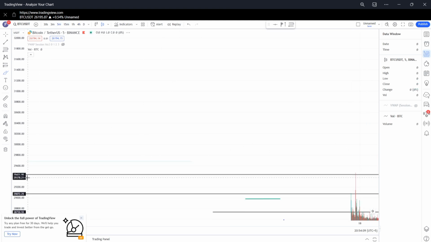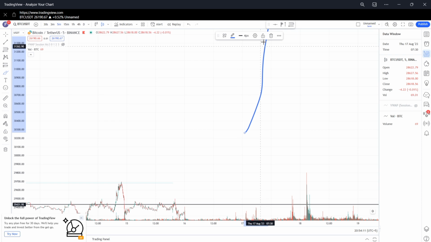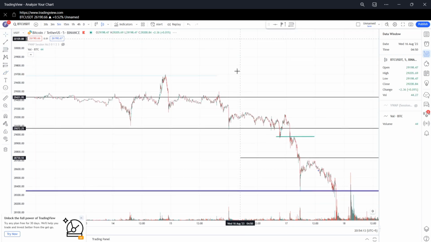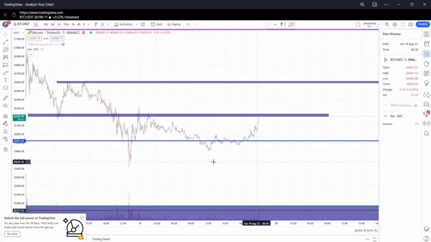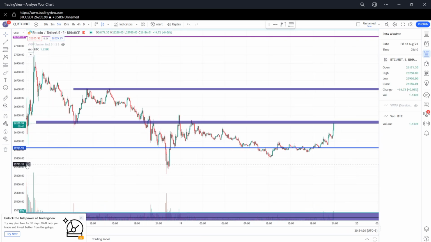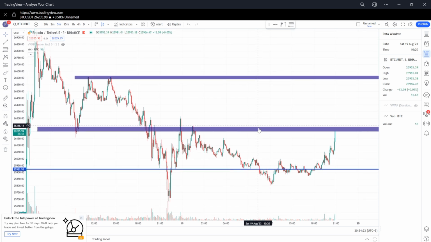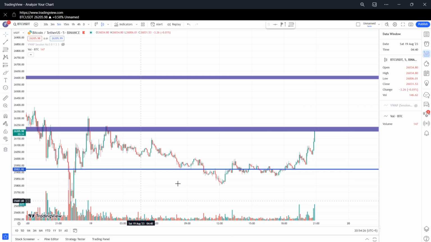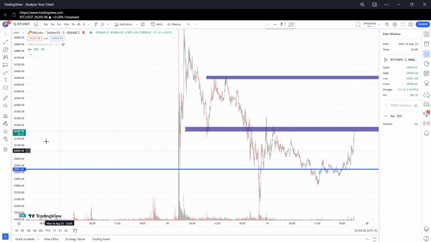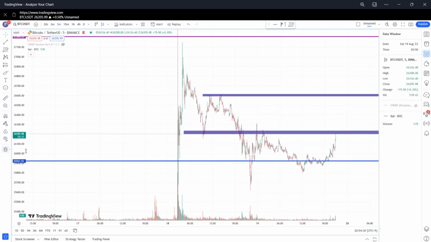Seems like we are having a pump actually. Okay, we are right at the neckline over here with relatively high, but still like no volume at all. Let's just wait and watch. We have two Adam and Eve scenarios right over here.